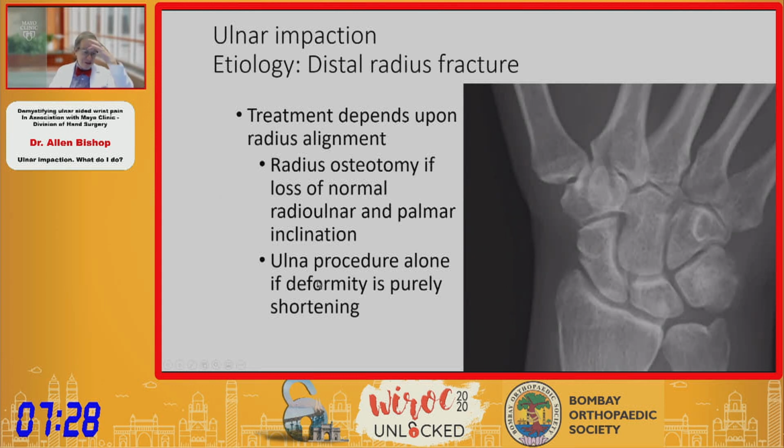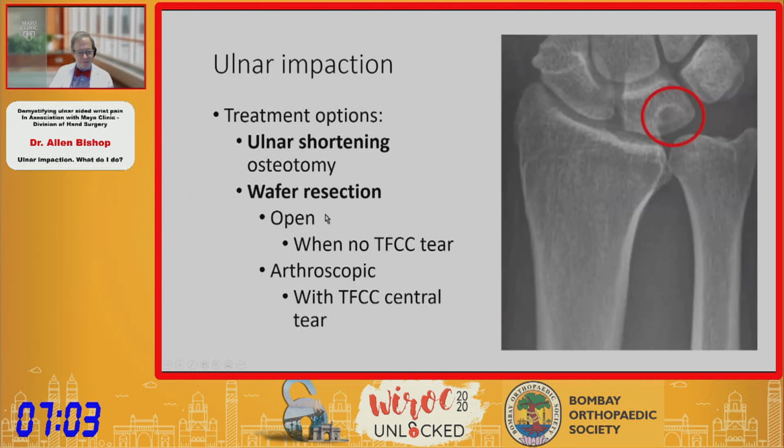Ulnar impaction etiology is varied, and in distal radius fractures in particular, treatment depends upon radius alignment. If the radius is short but not altered in terms of slope and radial inclination, an ulnar shortening or another ulnar procedure may be satisfactory. Otherwise, a radius osteotomy would be the first recommendation.